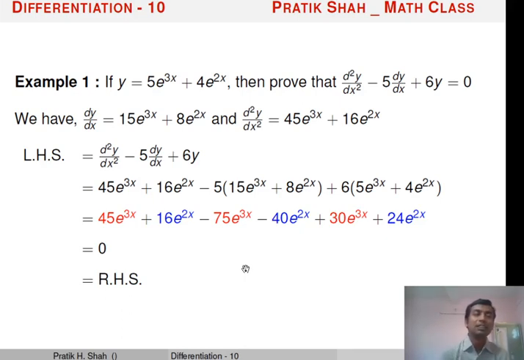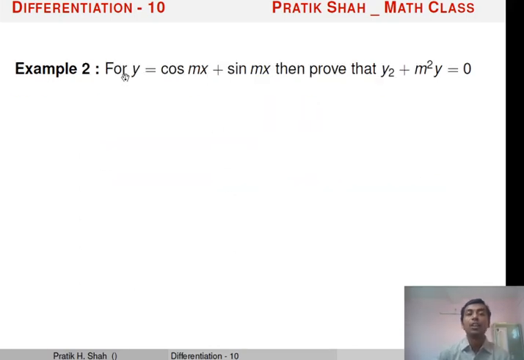So the example is quite lengthy, but the process is very simple. To get a more detailed solution, let's see another example. y is equal to cos mx plus sin mx, then prove that y2 plus m square y is equal to 0. Here we will note down that m is a constant.